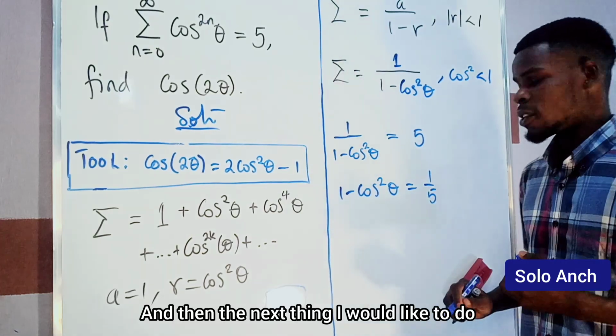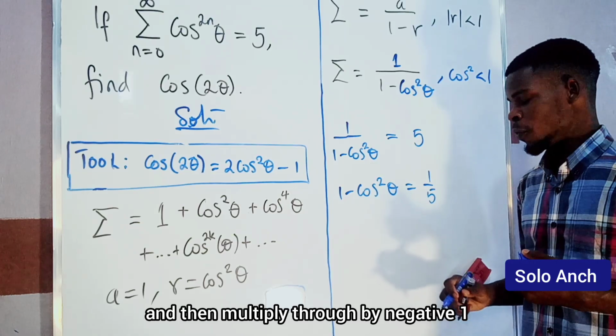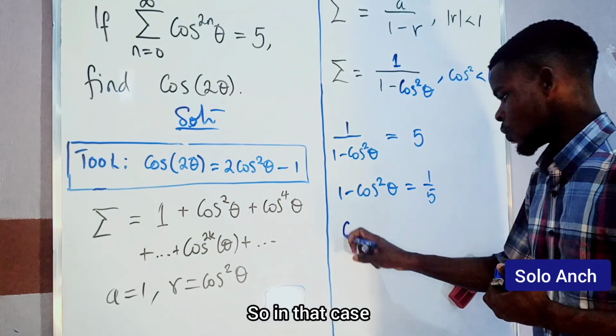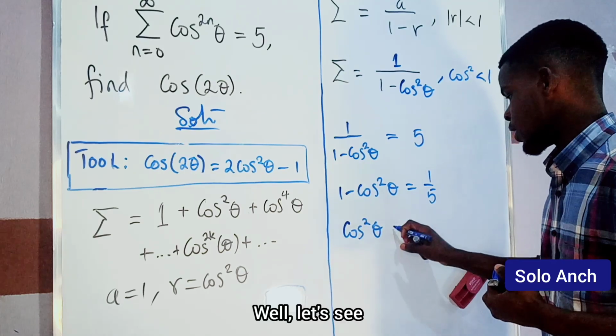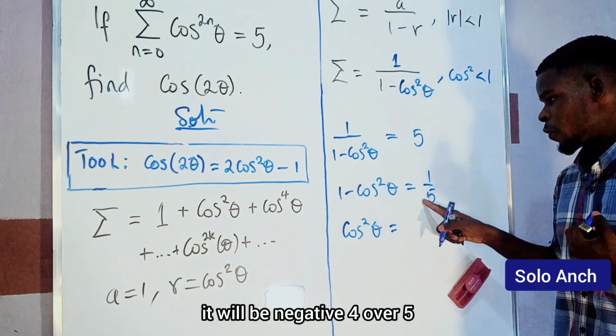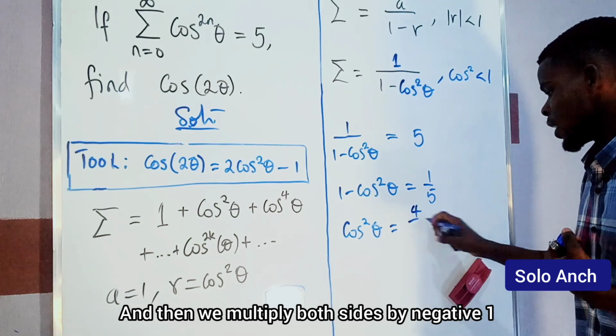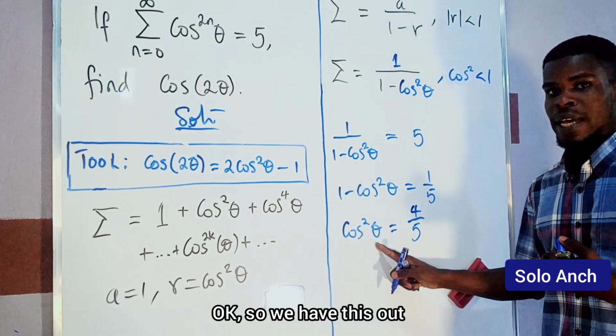The next thing I would like to do is to subtract 1 from both sides and then multiply through by negative 1. In that case, we're going to have cosine square of theta to be, let's see, when we subtract 1 from both sides, it will be negative 4 over 5. And then we multiply both sides by negative 1, that will be positive 4 over 5. Good. So we have this out.